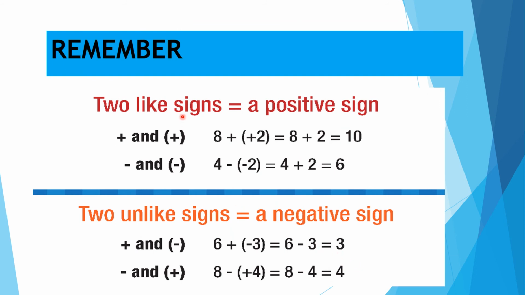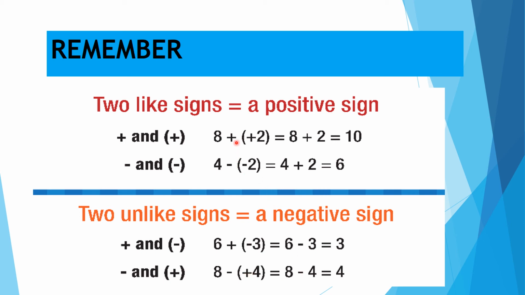Now remember, children, two like signs is equal to a positive sign. When two like signs are there, plus plus, plus, or minus minus, it will become plus. So remember this, right? Two unlike signs give a negative sign: plus minus, minus plus, it will be minus.